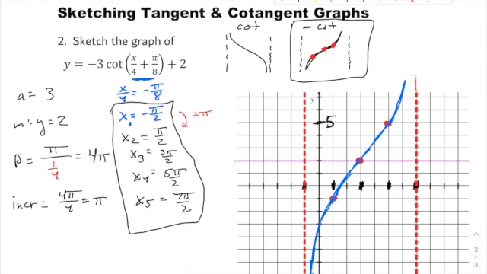So this is a y value of 5. This was a 2. This was a negative 1, and our x values are at negative pi over 2, pi over 2, 3 pi over 2, 5 pi over 2, and 7 pi over 2. So there we go. So a little bit different than the sine and cosine, but hopefully you got the hang of it from seeing 2 examples.